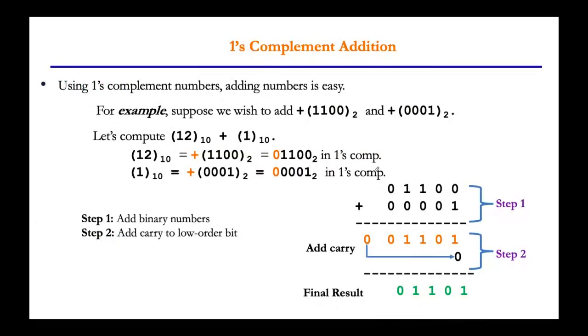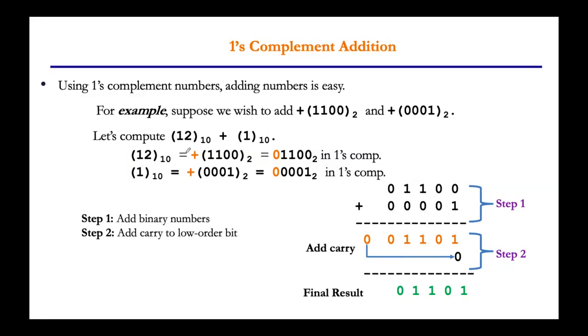Then comes ones complement addition. Using ones complement numbers, adding is very easy. For example, suppose we need to add two binary numbers, with decimal values 12 and 1. How can you add them in ones complement? These two are positive numbers, so their binary representation is simply the ones complement representation. If it is negative, that is handled differently.